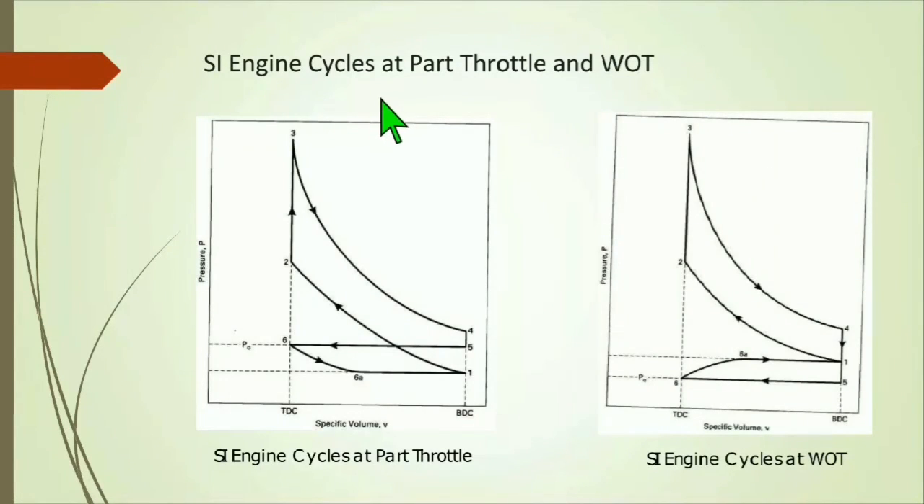SI engine cycles at part throttle and WOT. WOT means wide open throttle, full load. There are two types of graph. First one is pressure versus specific volume for SI engine cycles at part throttle, and next one is pressure versus specific volume for SI engine cycles at full load.